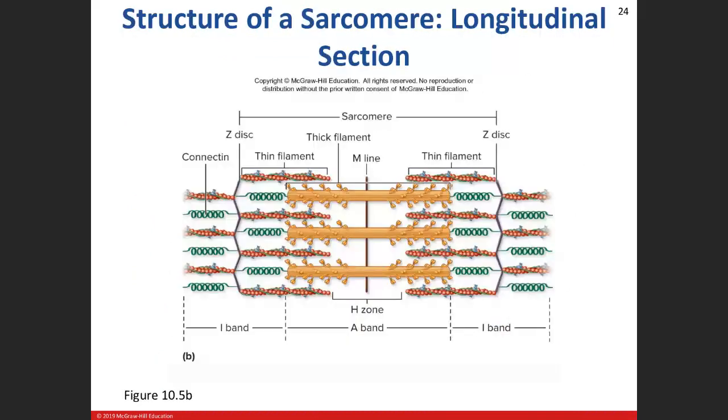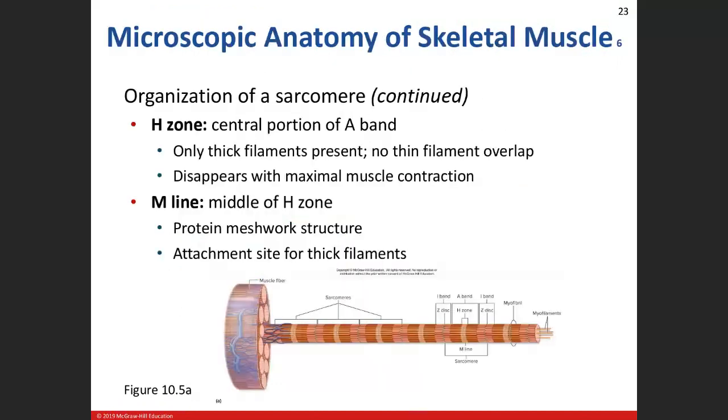So if we're looking here, here's a Z disc, also known as a Z line. Here's our thin filament. Here's another thin filament. Here's another thin filament. They attach or anchor themselves to the Z disc. So one sarcomere is this whole distance from Z disc to Z disc.